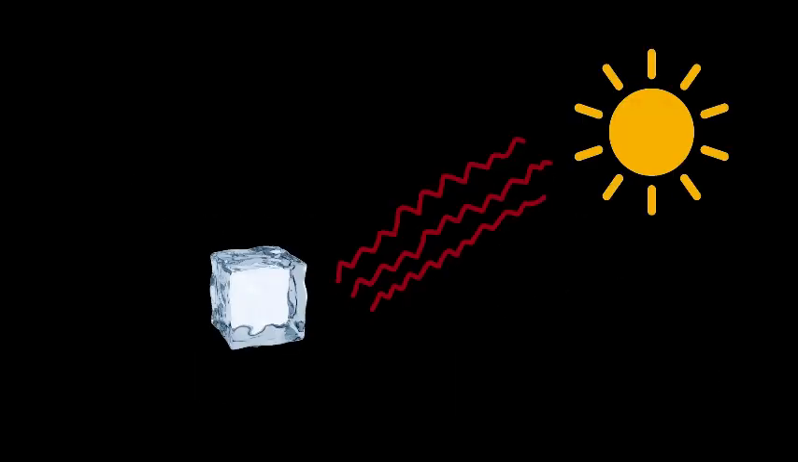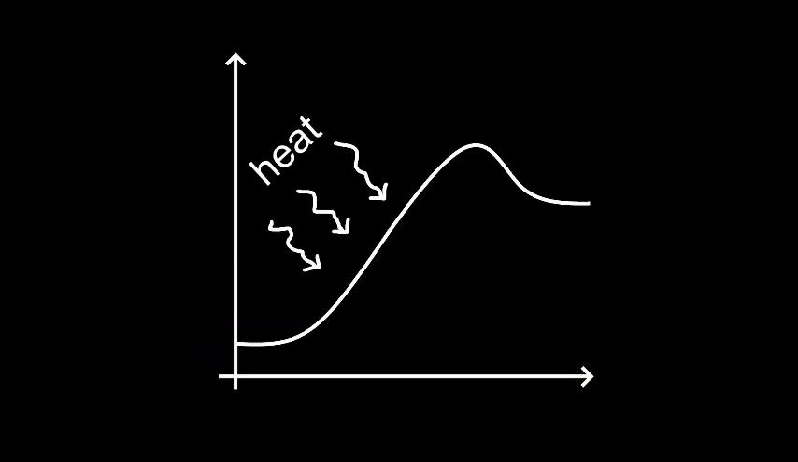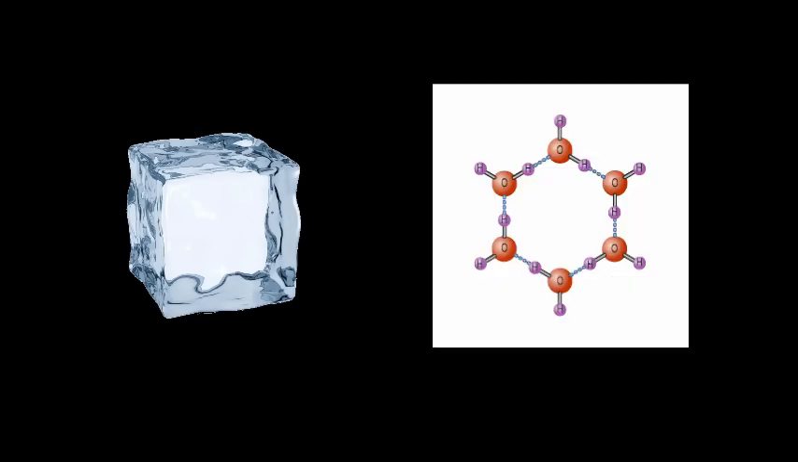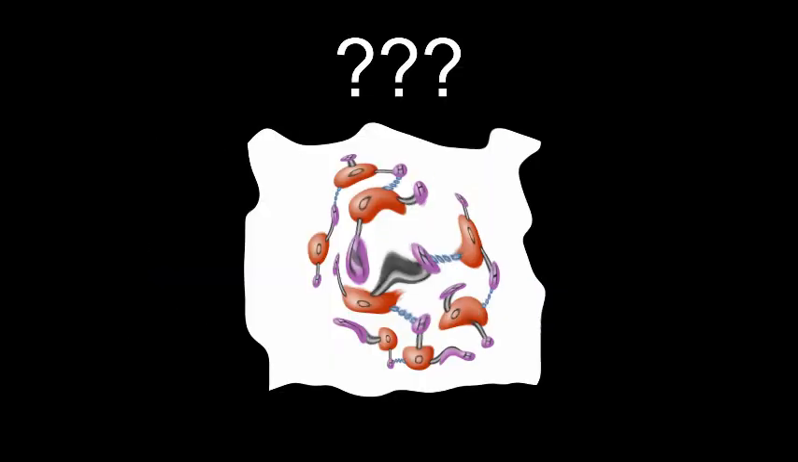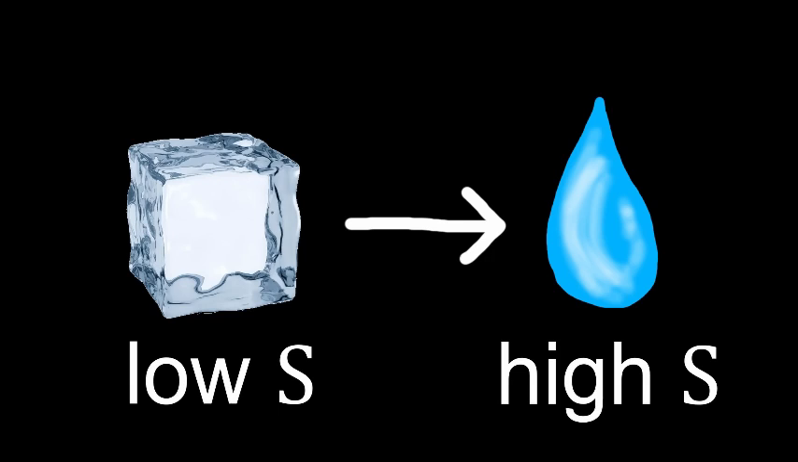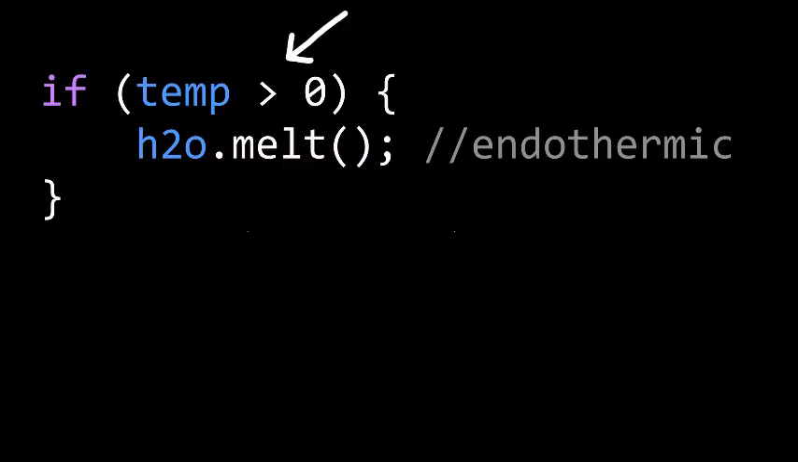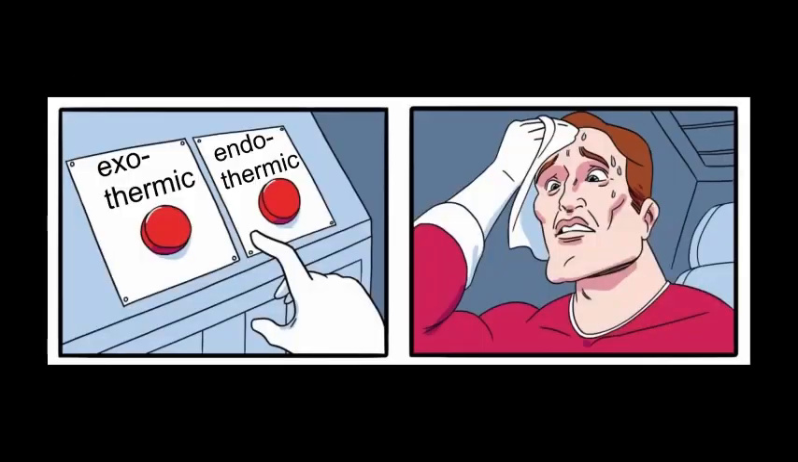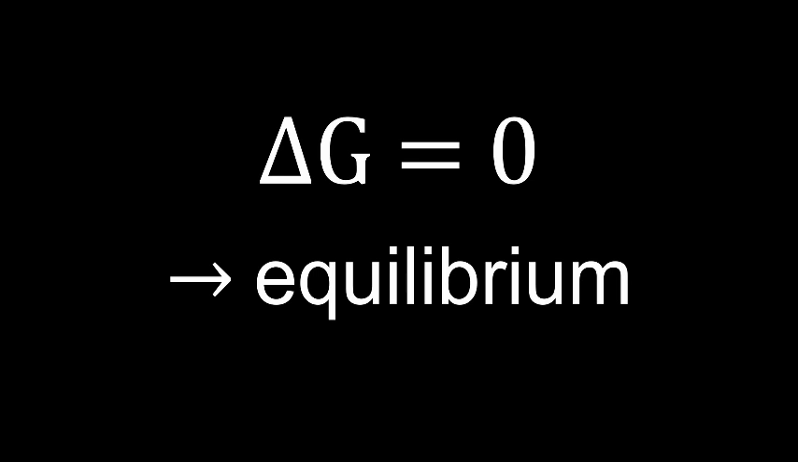For example, melting an ice cube is endothermic because it absorbs heat, but also it increases the entropy a lot as neatly organized ice turns into water, which is just kind of a mess. So this can happen spontaneously, but only if the temperature is above 0. If it's below 0, the water will spontaneously freeze, which is exothermic. If it's exactly 0, then no reaction will take place spontaneously. In other words, if delta G is 0, we're at equilibrium.